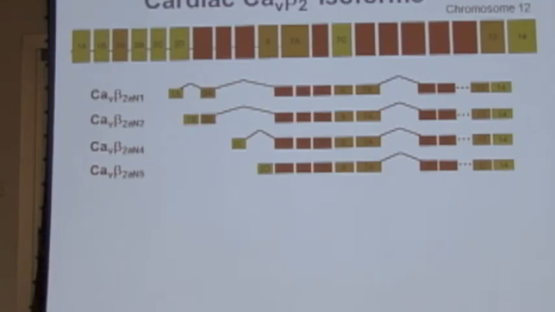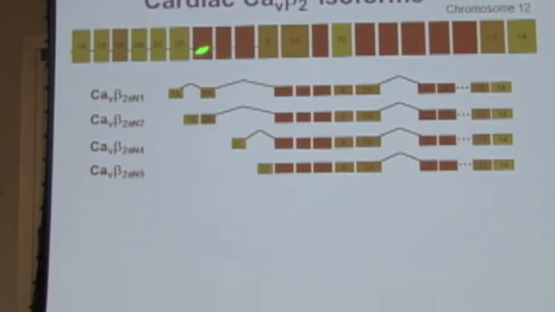We next wanted to try and understand more of the structural areas responsible for this association, and this brought us back to think a little bit about the structure of beta 2 subunit. You can see on this slide that there are multiple splice forms present that we've identified in the heart, beta 2A, that have different amino termini, N1, N2, N4, and I won't go into the details, but you have different splicing of these alternative exons.